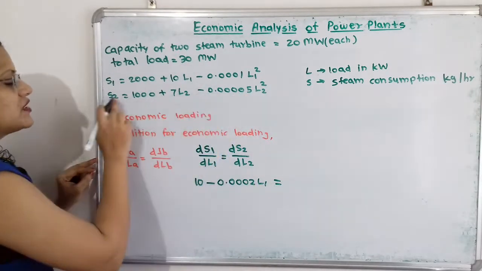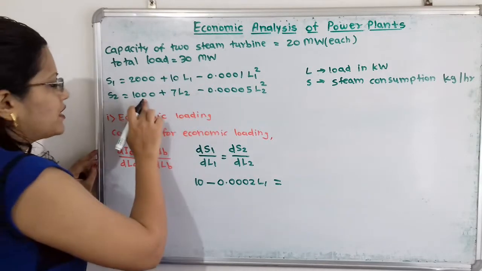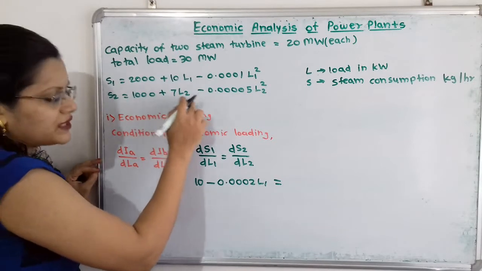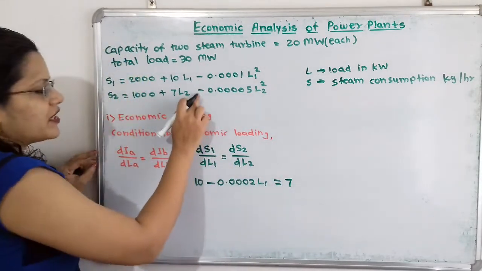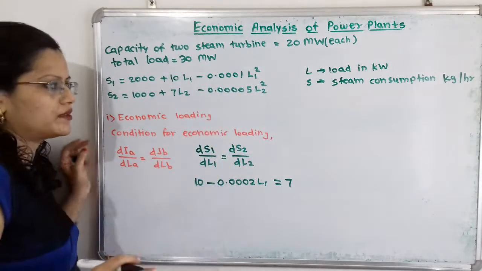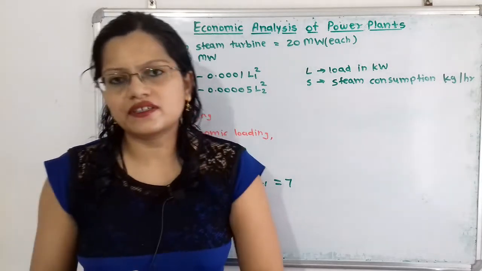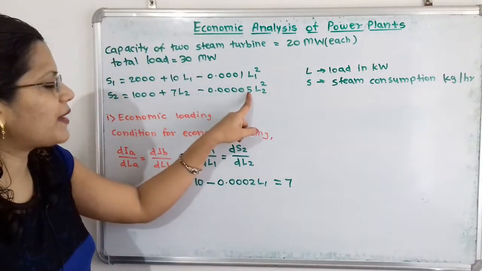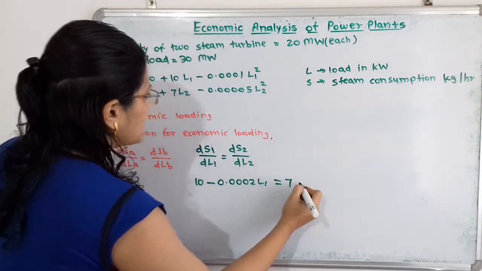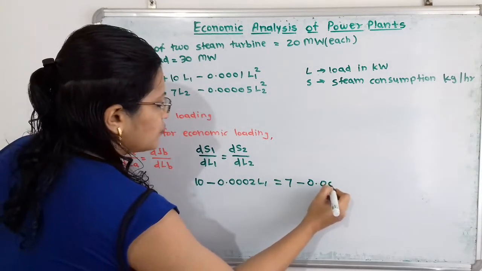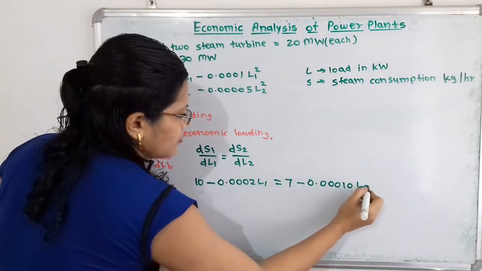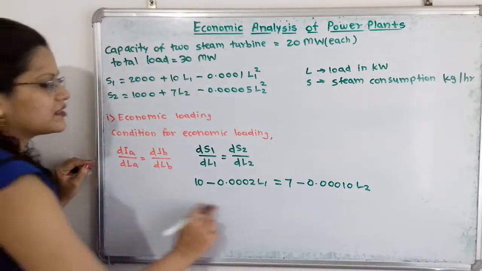Now we have to differentiate this S2 with respect to L2. So here this is the constant term, so it is 0. Now here d by dL2 of 7 L2, that is nothing but 7. Then here minus 0.00005 L2 square. So here we have to differentiate this, that is 2 L2. So 5 multiplied by 2, that is 10. So we will write here minus 0.00010 L2. So this is the equation.